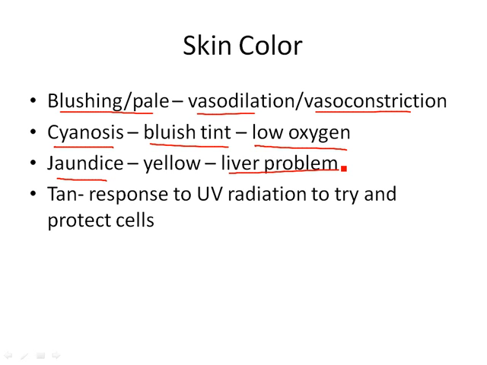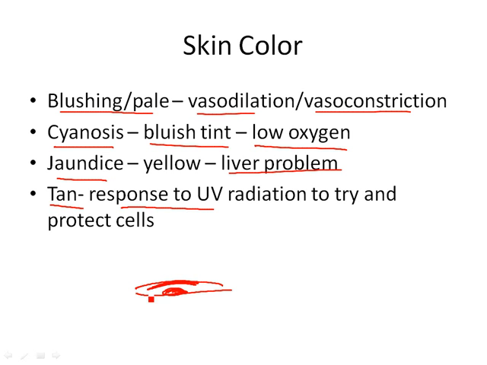And then last but not least, you can get a tan. And basically, a tan is just your skin's response to UV radiation. And what happens is, we have those simple squamous epithelial cells, and you've got these melanocytes. Well, these melanocytes have a nucleus, all right? And they make that melanin.